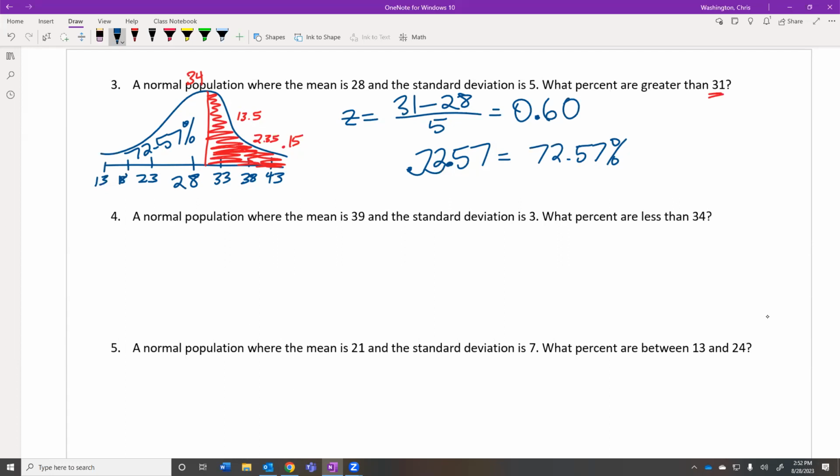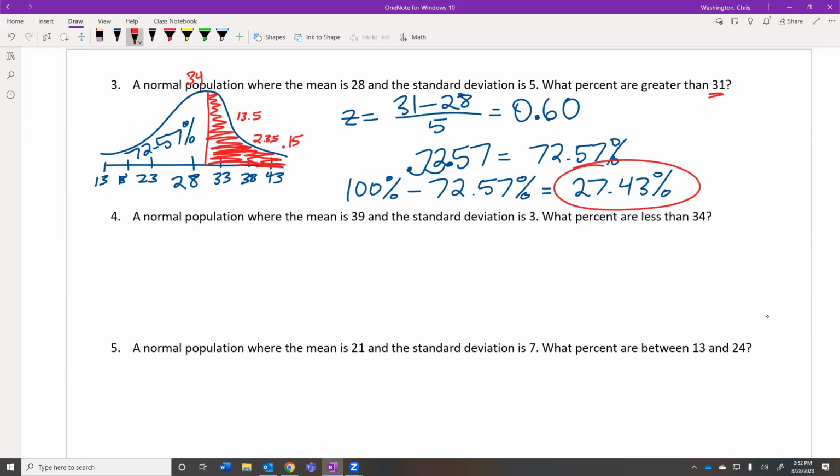So how are we going to find the red if we know the white? We're going to subtract from 100%. We got 100% total. Take the white away, and the red is left over. So my answer in this case would actually be 100% minus 72.57%, which is going to be 27.43%. That would be our final answer. So let me circle that in red. So the red area would be 27.43%.